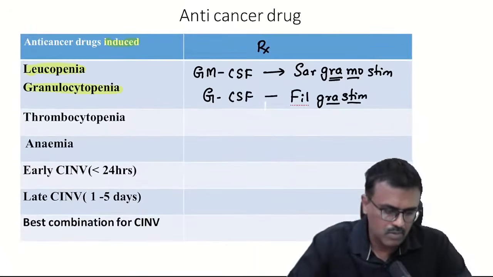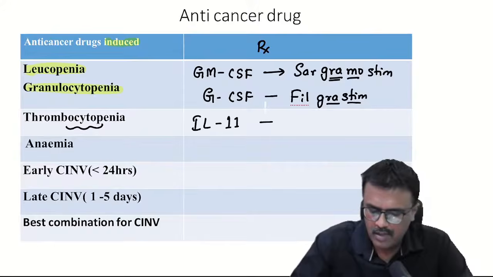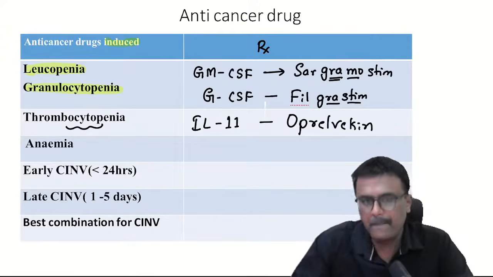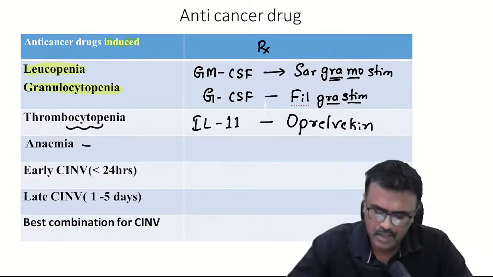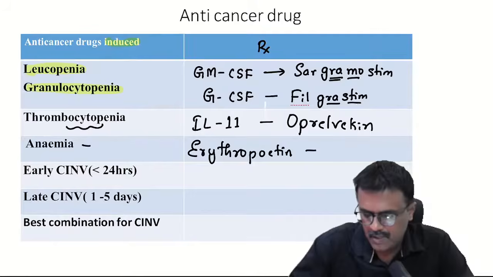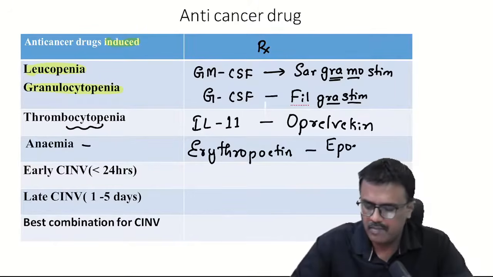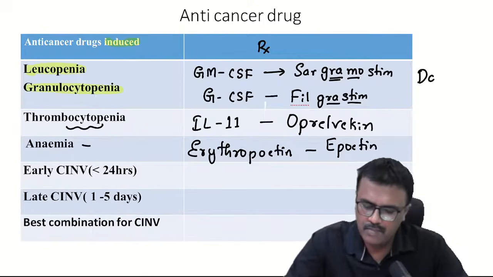Suppose there is thrombocytopenia. Then we use an interleukin 11 analog. The name is oprelvekin. Suppose there is anemia due to cancer therapy. Then we use an erythropoietin preparation. It's easy to identify the drug. You take E and add poietin. Anything ending with poietin is erythropoietin, or you can give one more drug by the name darbepoetin.